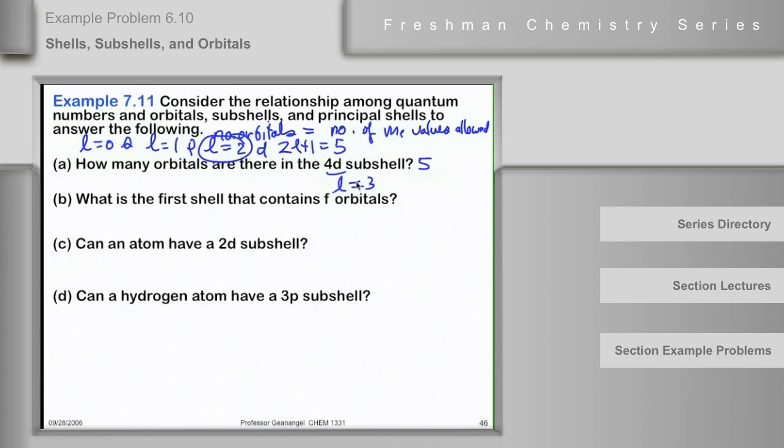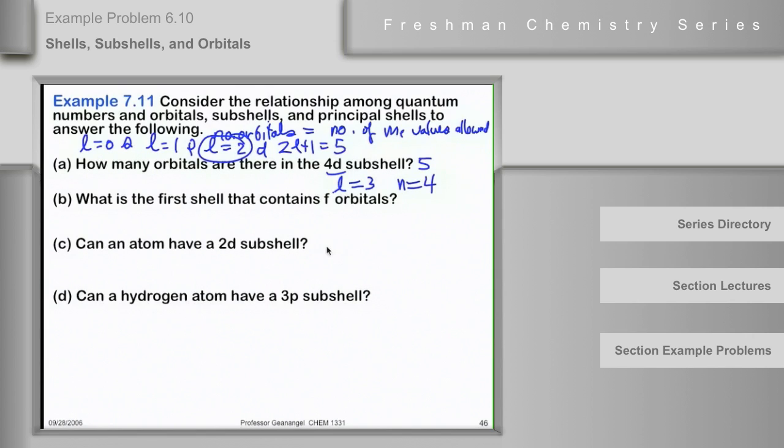So if L is equal to 3, when, in terms of n values, can L be 3? It can't be when n is 1. It can't be when n is 2. It can't be when n is 3. So the first time that can happen is n equal to 4. So the fourth shell is the first one that has f orbitals. Okay, so those would be the 4f, the orbitals in the 4f subshell. Question on that one?